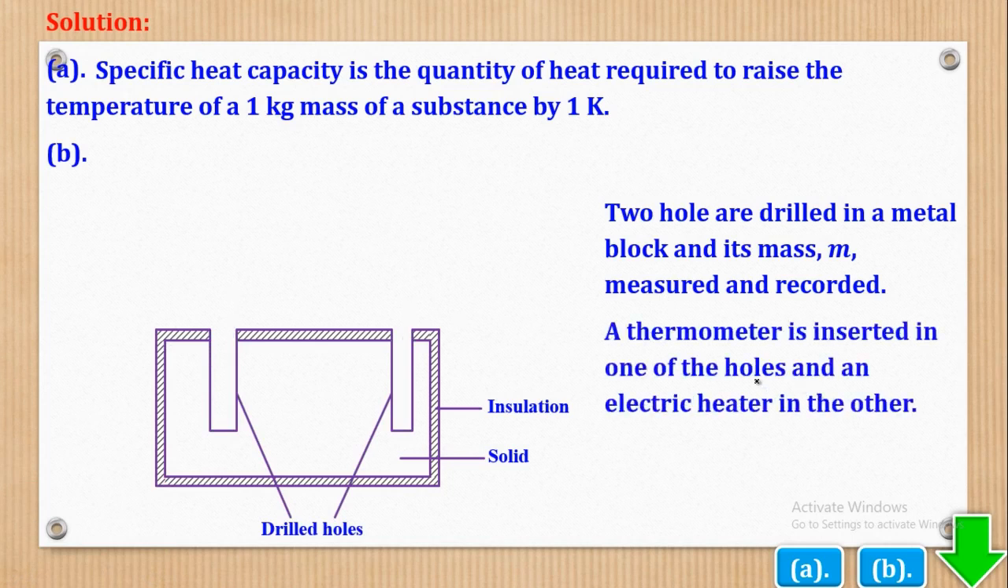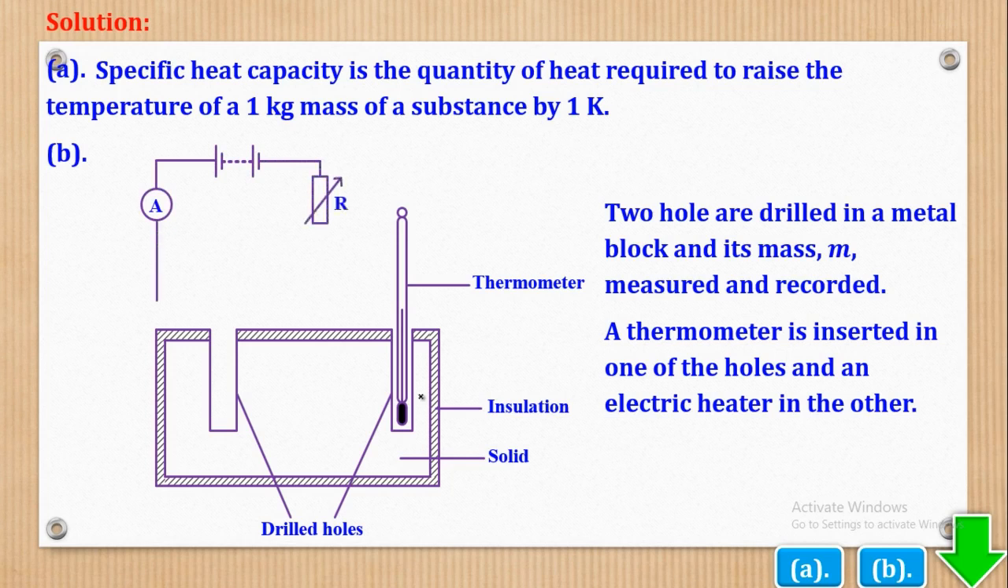Then after that we shall say that a thermometer is inserted in one of the holes and an electric heater in the other. So you shall first insert the thermometer in one of the holes. So that's the thermometer. Then the other hole will have a heater. A heater needs to have a power source, so let's first draw a circuit for the power supply. After which you shall now draw the heater in the hole.